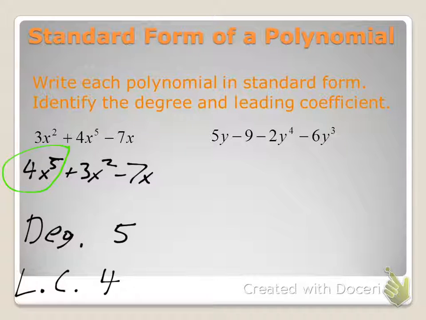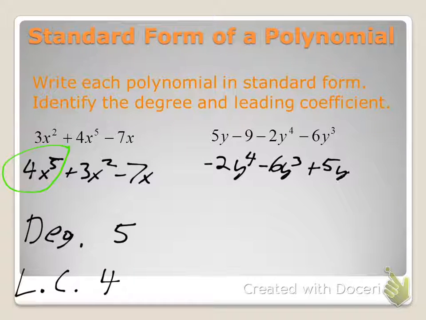The second one there you have 5y minus 9 minus 2y to the fourth minus 6y to the third. So you rewrite it. Negative 2y to the fourth minus 6y to the third plus 5y minus 9. Be careful with your signs. The signs ahead of terms go with them too. So negative 2y to the fourth here, and the minus 6y becomes minus 6y cubed here. On this one, your degree would be 4. Leading coefficient would be negative 2.